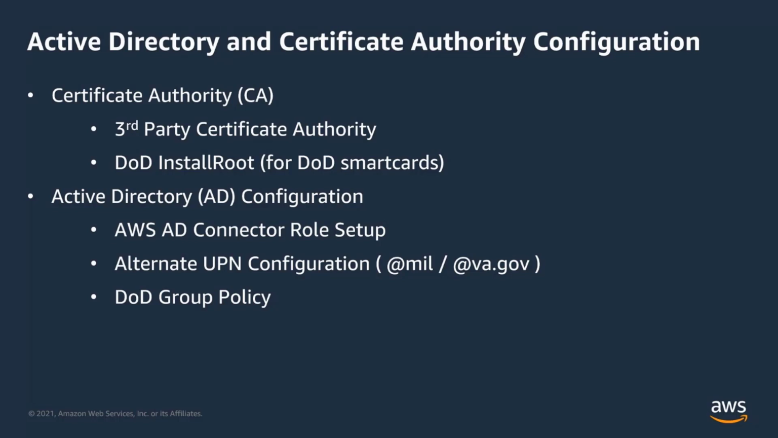Once you have a certificate authority to issue your smart card certificates, you'll then need to configure Active Directory to support it. That's going to consist of a couple large steps. You're going to have to configure your AWS Active Directory connector to actually connect the Active Directory implementation to AWS and to Amazon Workspaces. You're going to need to configure your alternate UPN configuration within Active Directory to match what is put on your smart cards of your user identification. And then you need to apply any DoD or otherwise group policy that is necessary to make those certificates available on the endpoints.